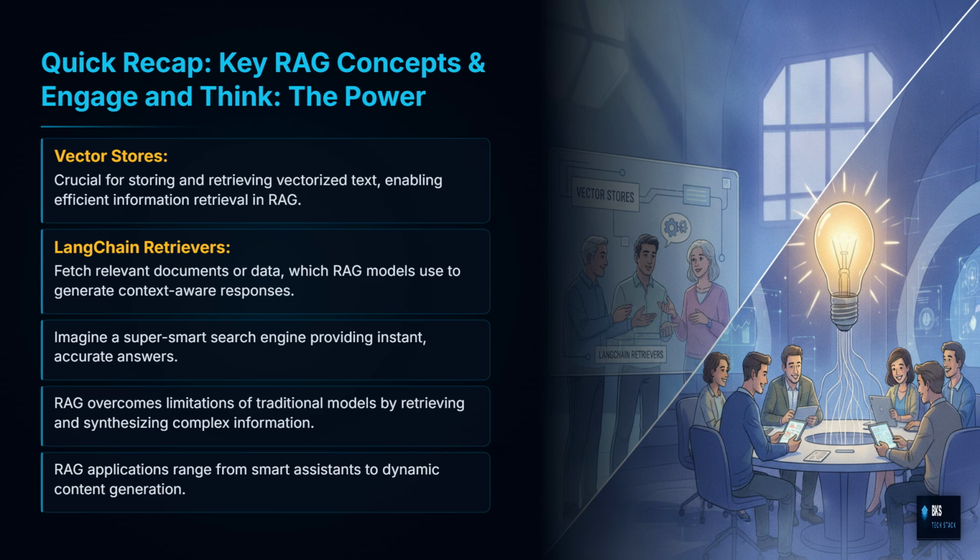Now, let's think about the impact. Imagine building a system that acts like an incredibly smart search engine, giving users instant, accurate answers. Traditional models can sometimes struggle with this, but RAG changes the game. It's about breaking down complex data and finding the most relevant bits. This makes systems faster, smarter, and much more effective. How could you use RAG to enhance user experiences?